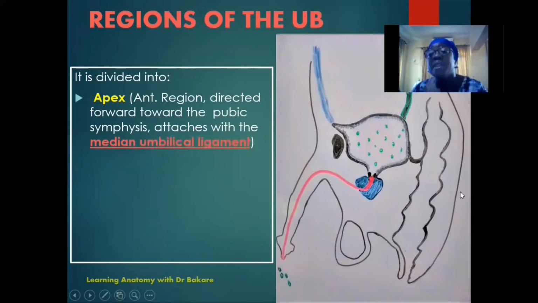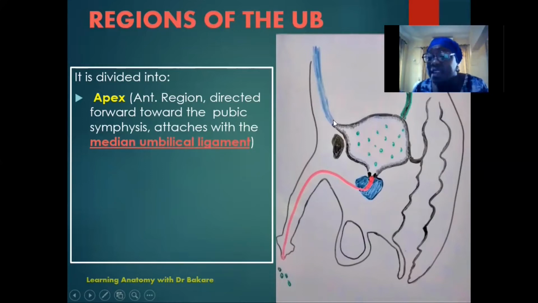Specifically, we are using the male pelvis to do this illustration. So this is the anterior side where we have the penis, and this is the posterior side where we have the rectum, and the opening of the rectum, the anus, downward. So this is the urinary bladder that is located within the pelvis. And we say we have the apex. The apex is the anterior part that is pointed towards the pubic symphysis. And this is the sharp pointed anterior edge.